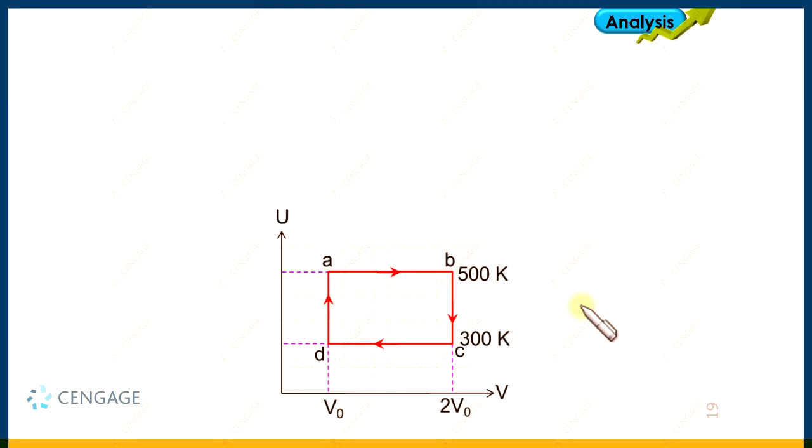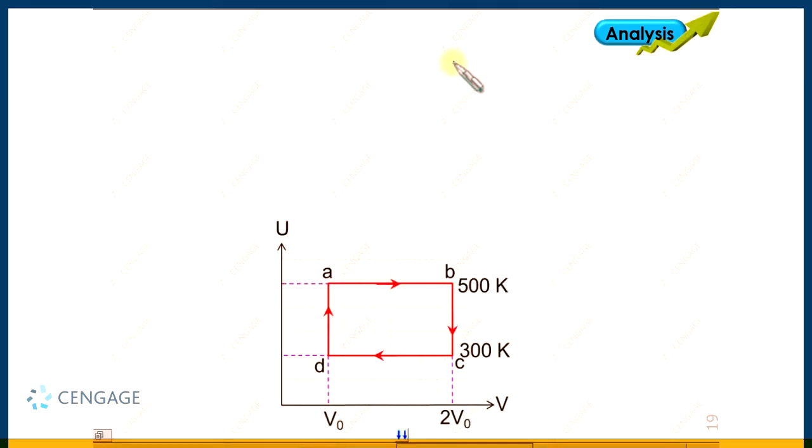First point, this is a cyclic process, and for the cyclic process we have delta U equal to 0. And we have another concept, the first law of thermodynamics, that is Q equal to delta U plus W. And we know delta U is equal to 0, that means Q equal to W. That means, if we calculate the work done in the cyclic process, we can calculate the value of Q.